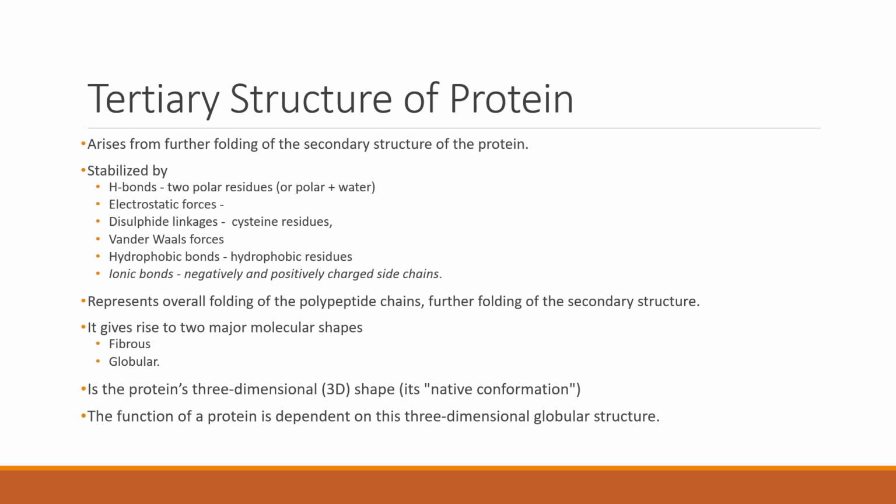Moving to the next level of the protein, which is called the tertiary structure. This level is because of further folding of the secondary structures of the protein molecule. And they are mainly stabilized by several bonds that exist between the amino acids present in the molecule, such as hydrogen bonds, electrostatic forces, disulfide linkages, which are commonly seen between the cysteine residues, van der Waals forces, hydrophobic bonds between the hydrophobic residues that are present in the protein, and the ionic bond. Sometimes negatively and positively charged side chains will help in formation of the tertiary structure.